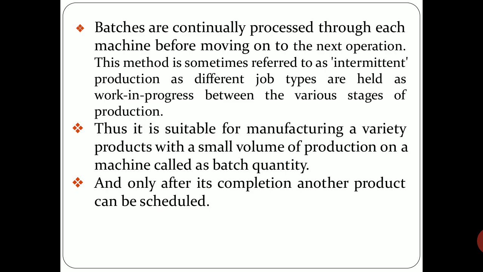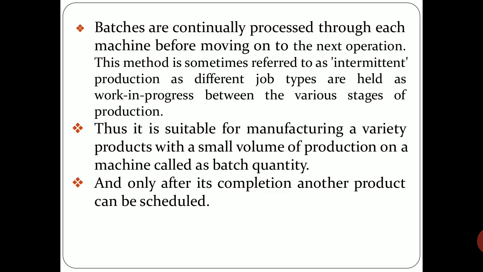When we are talking about batch production, batches are continually processed through each machine before moving on to the next operation. This method is sometimes referred to as the intermittent production method also, wherein different jobs may be held up and there may be a lot of work in progress at the various stages. Once one batch is not getting over, the rest will not be able to work out, and that is why it may be a time consuming kind of process, and work in progress is slow, right?